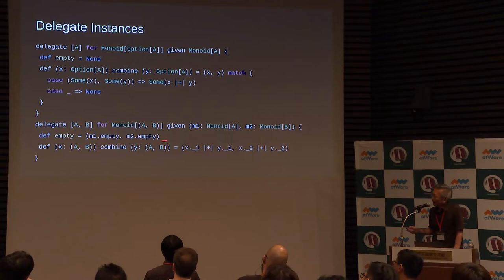Right, so this given can be anonymous. So this is sort of like you have an implicit monoid A instance here, or it can be named, and you can use the name, right?